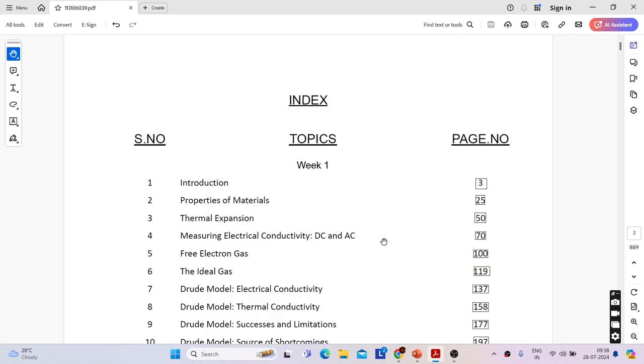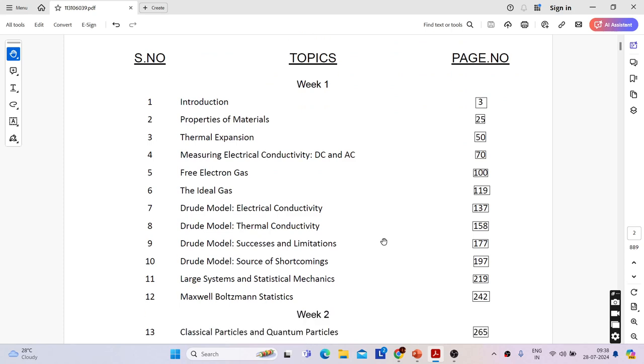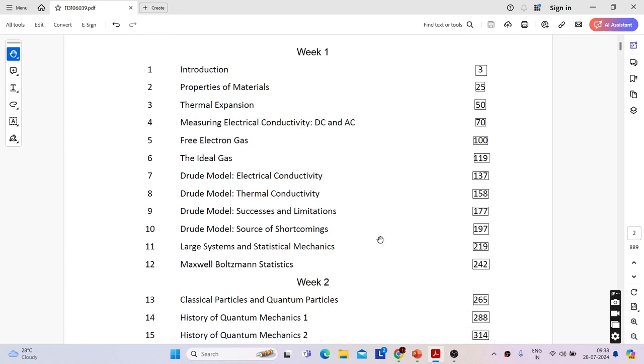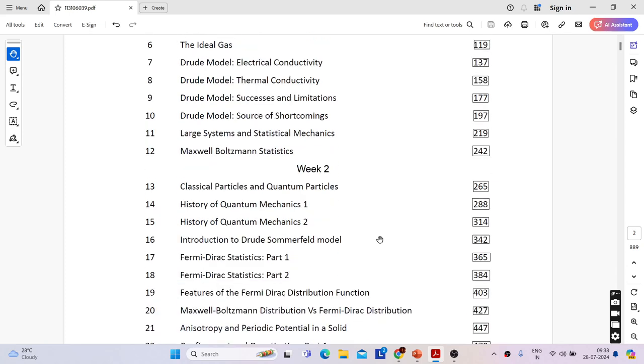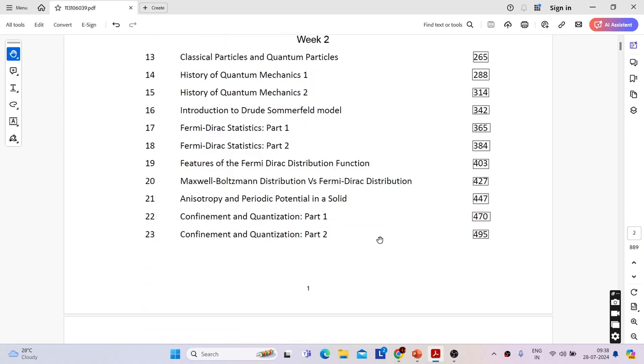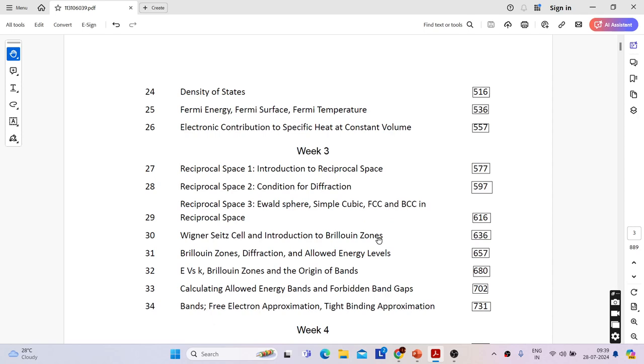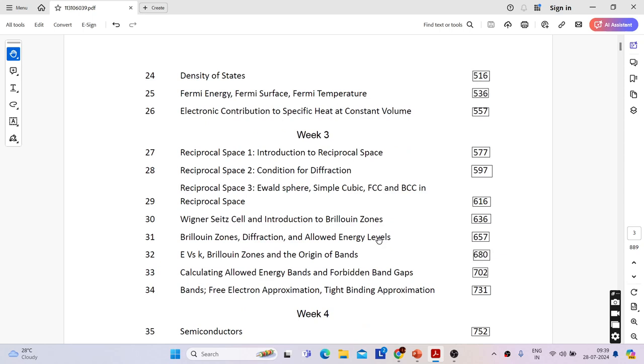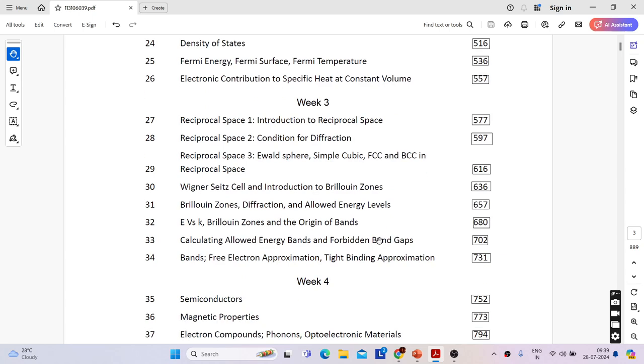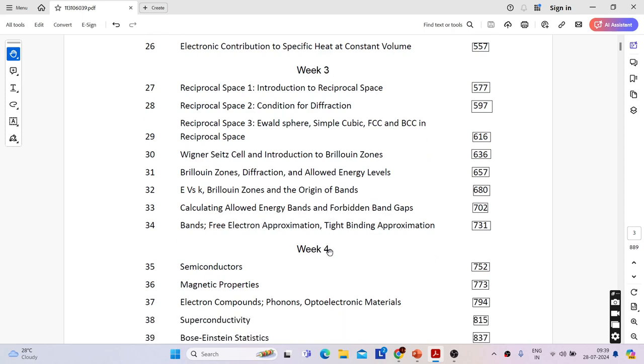If we go deeper into the topics, what we are mainly dealing with in the course is properties of material, thermal expansion, then basic solid state theory like free electron, ideal gas and Drude's model, and its successes and limitations both, then Boltzmann statistics and a little bit of the start of quantum mechanics, then Fermi-Dirac statistics and all. After that we will go to the solid state physics topics like reciprocal space and Wigner cells, Brillouin zone, etc. Then we will reach the free electron model and tight binding approximation.